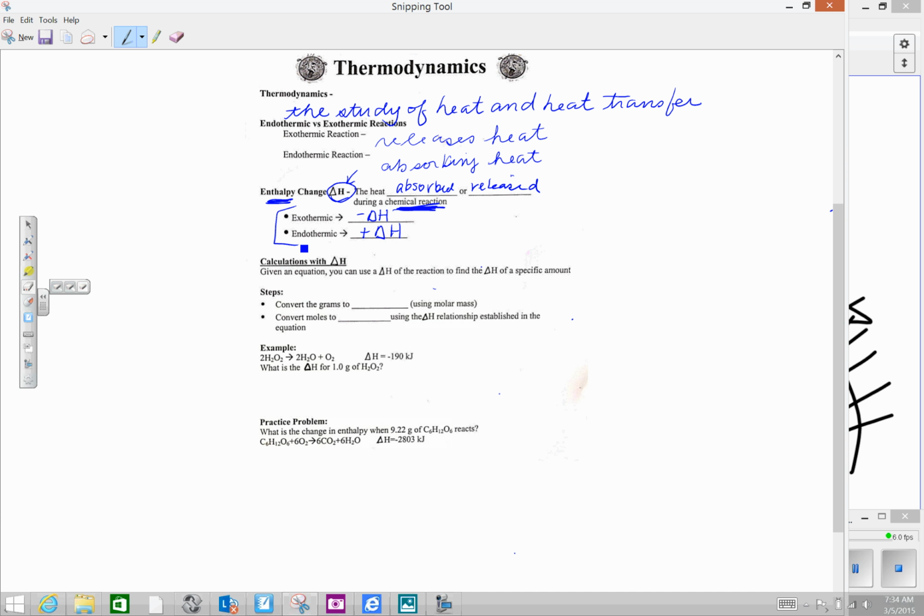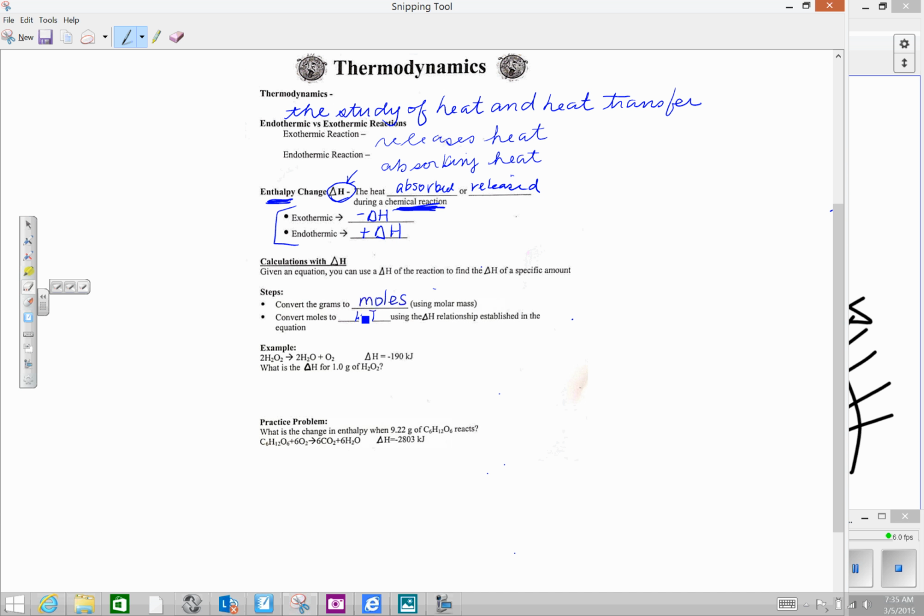So if I ask what the delta H's of exothermic reactions are, you should be able to immediately tell me that they are negative. Now the calculations for these are pretty simple because they are stoichiometry problems, and you know how to do stoichiometry problems. We're just going to add a new conversion factor, so it shouldn't be too bad. Let's jot down these steps, and then I'll show you with a problem. It says convert from grams to moles, and you can see in parentheses it says using molar mass, which you know how to do. Then it says convert moles to, and this should be kilojoules, using the delta H relationship established in the equation.